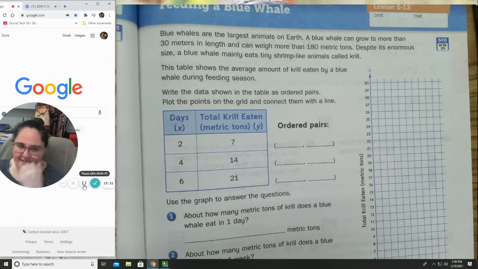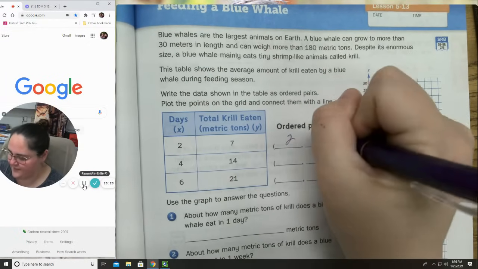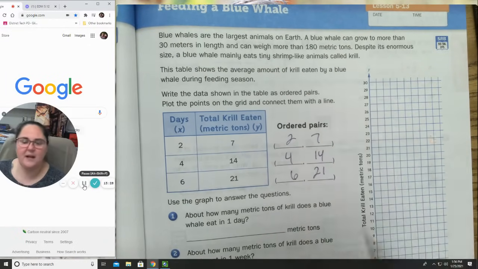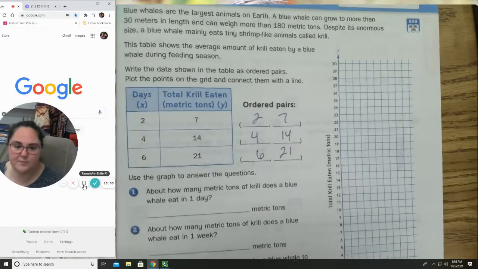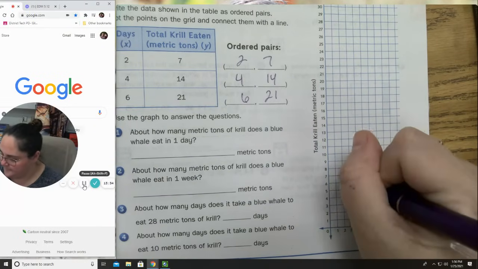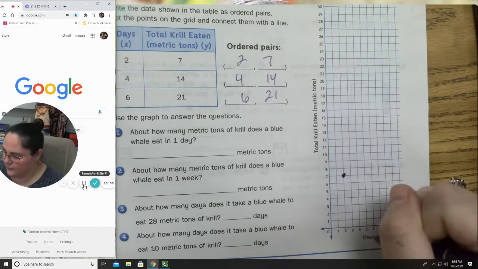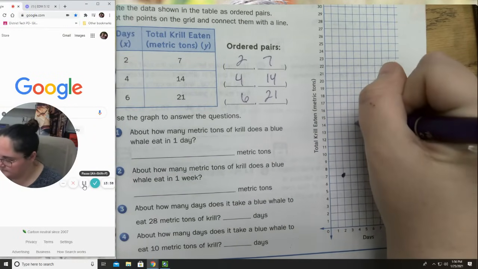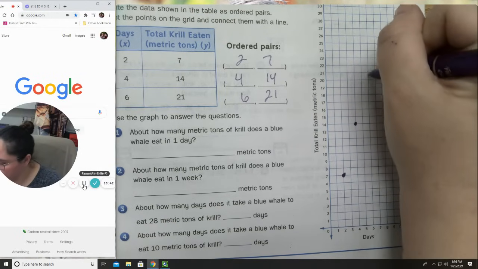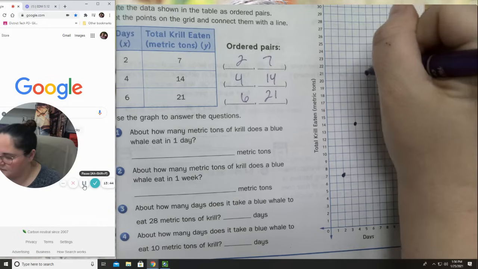All right, you should have this perfect. We should have (2, 7), (4, 14), and (6, 21). And I'm going to go ahead and plot those points on my graph. So over 2, up 7. Over 4, up 14. Over 6, up 21. Here we go.